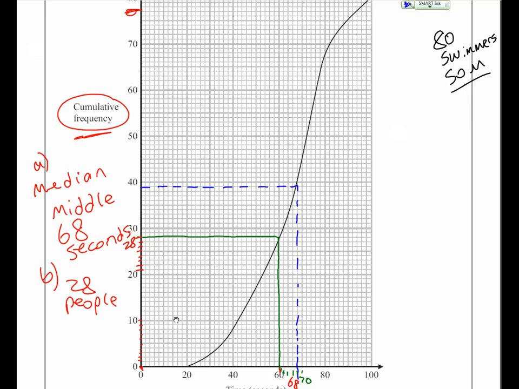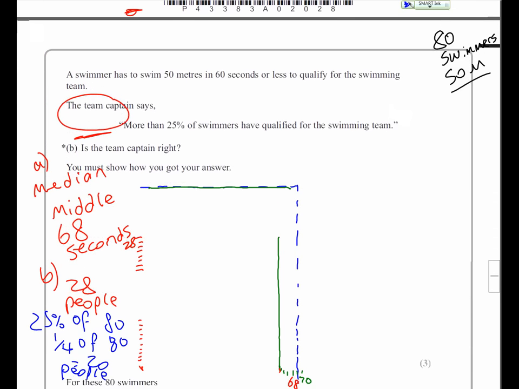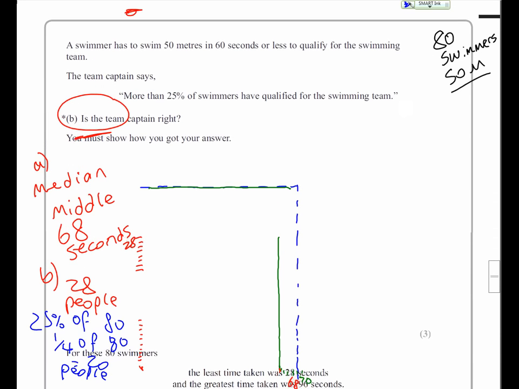Okay, and the chief guy, whoever he was, the coach, was saying that 25% of the amount of people. The amount of people is 80. 25% is a quarter, so quarter of 80, just divide by 4. 20 people. So let's read what the coach says again. The coach says more than 25% of swimmers have qualified, and they have to swim 50 meters in 60 seconds or less to qualify.